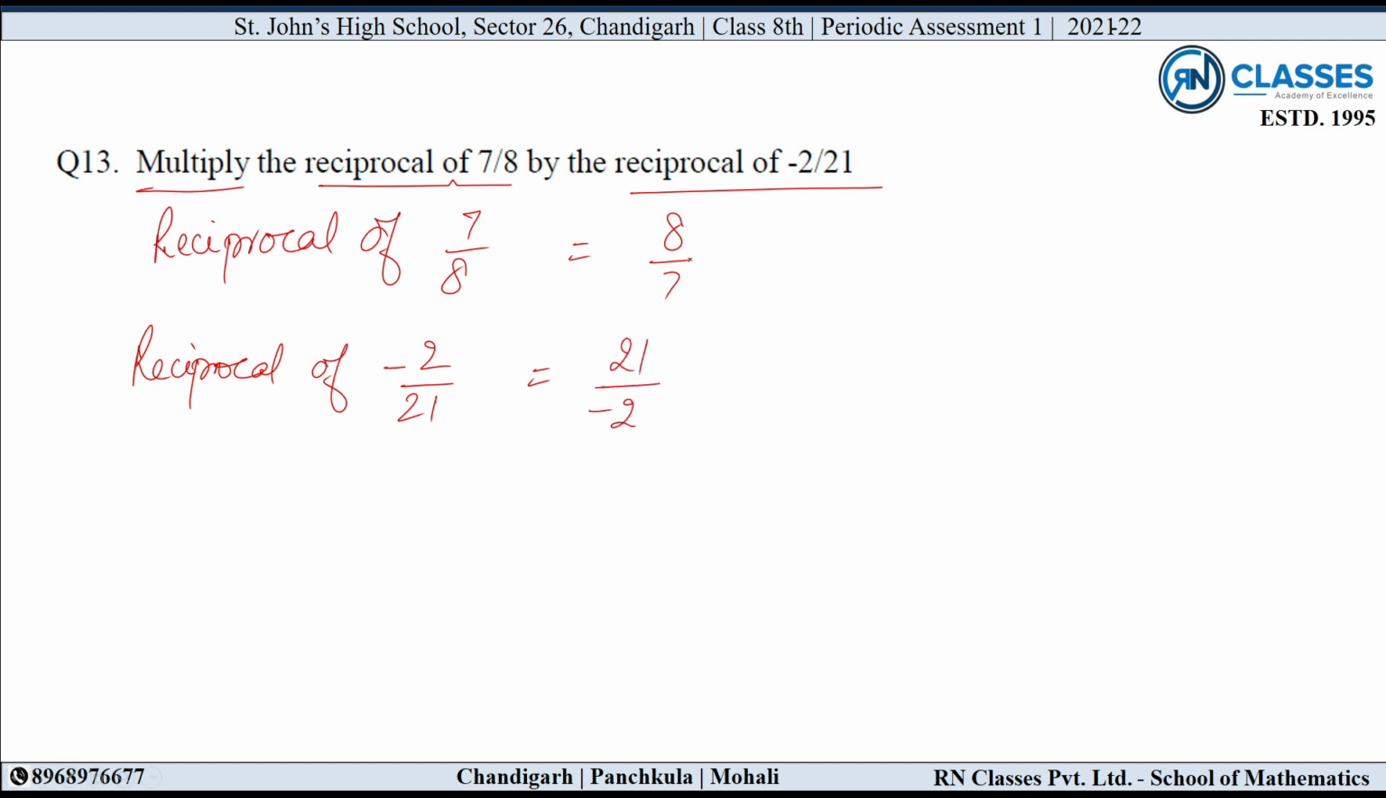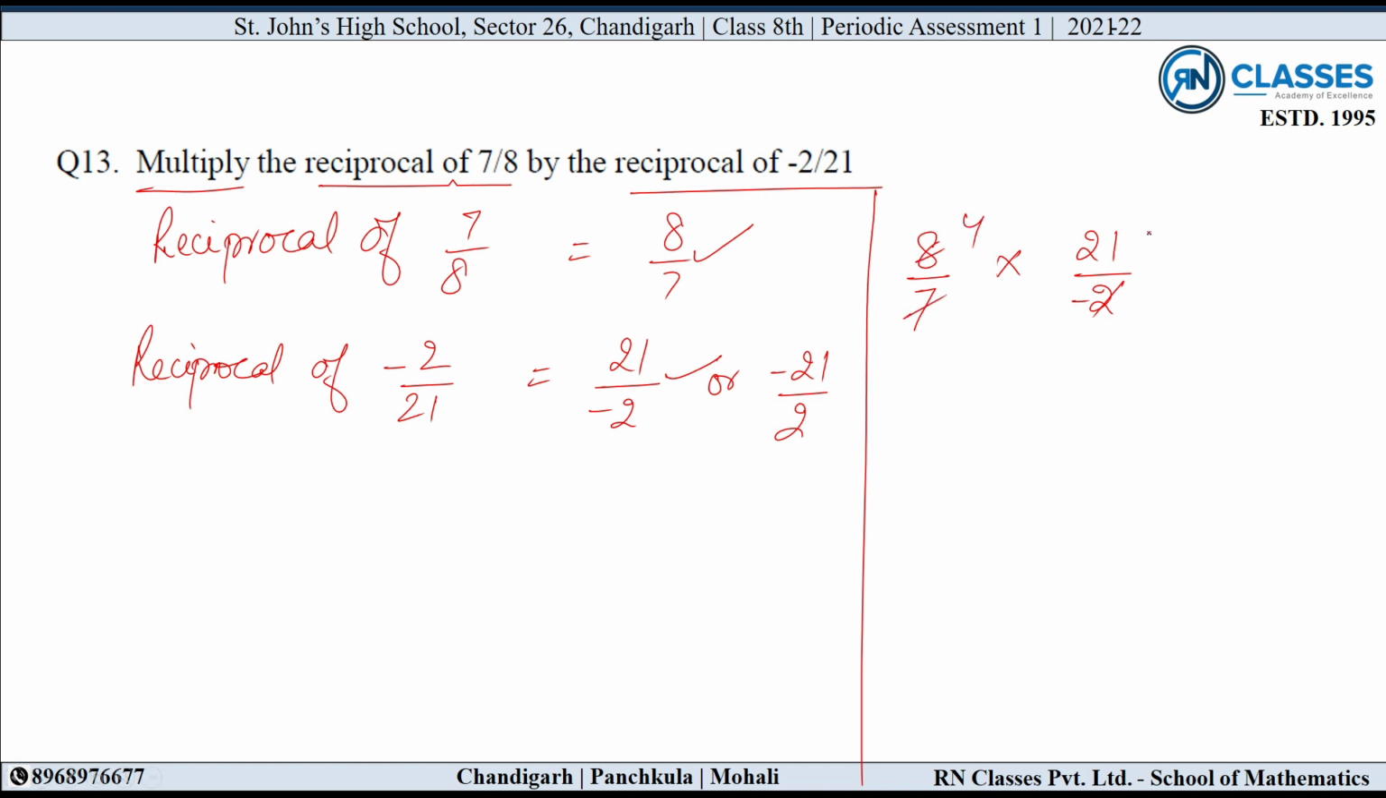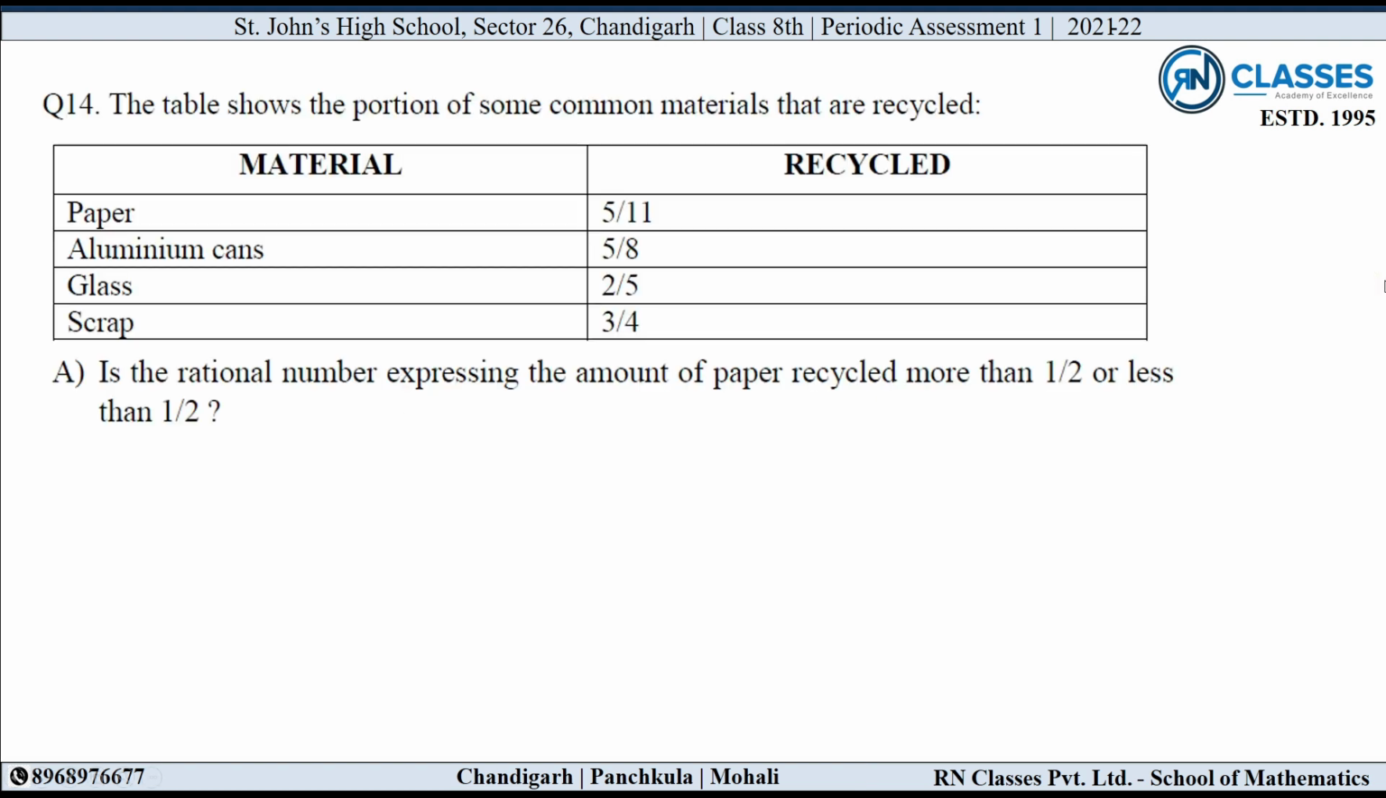Now you have to multiply these two numbers. We'll multiply 8 by 7 into 21 by minus 2. If you can write it like this also, minus 21 by 2. I just reciprocated it. So this is also correct, right? So now multiply these two terms. So 2, 4 is 8, 7, 3 is 21. Okay, negative sign is there, so be careful. Minus 4 3 is 12. Minus 12 is the right answer.